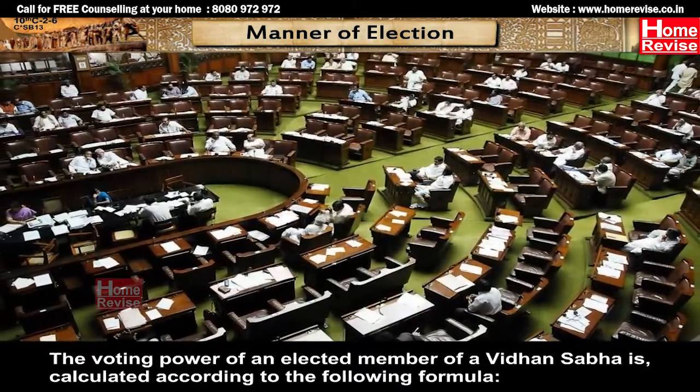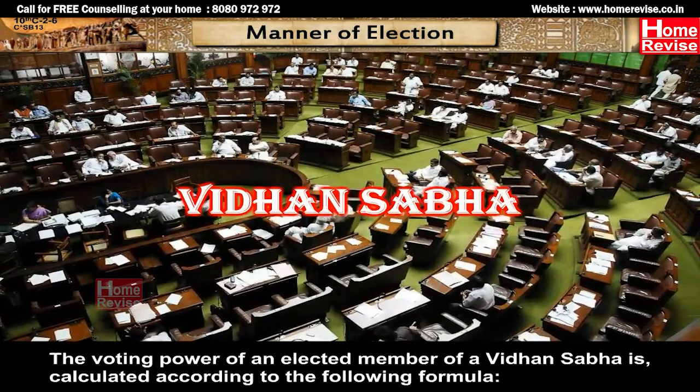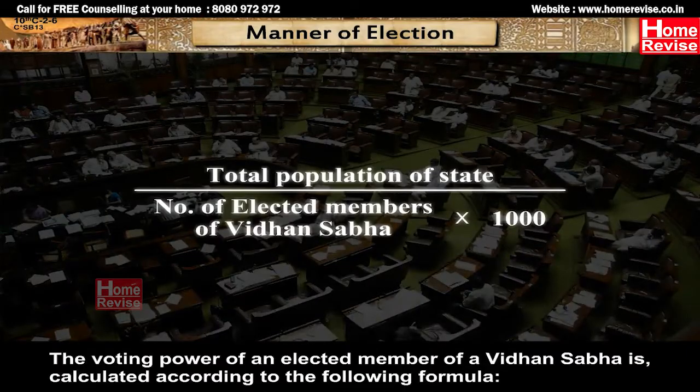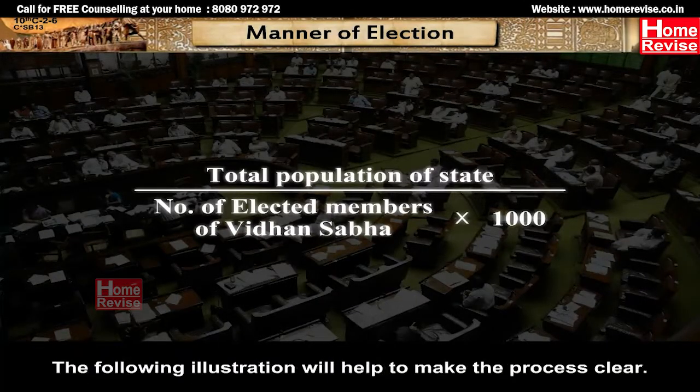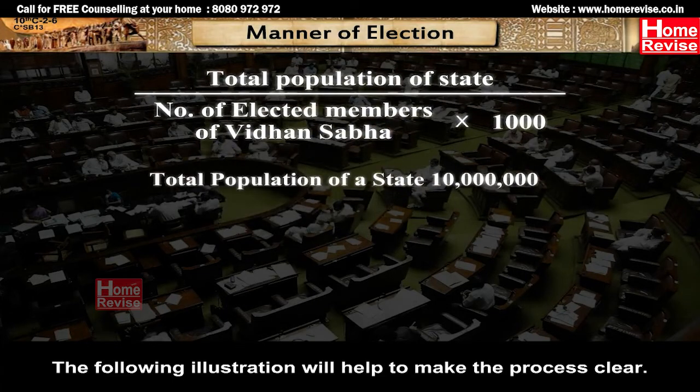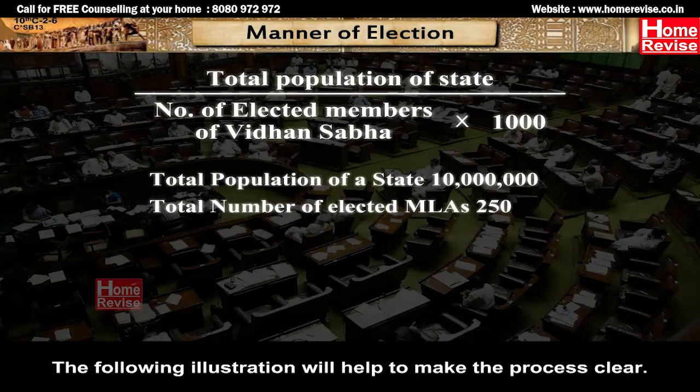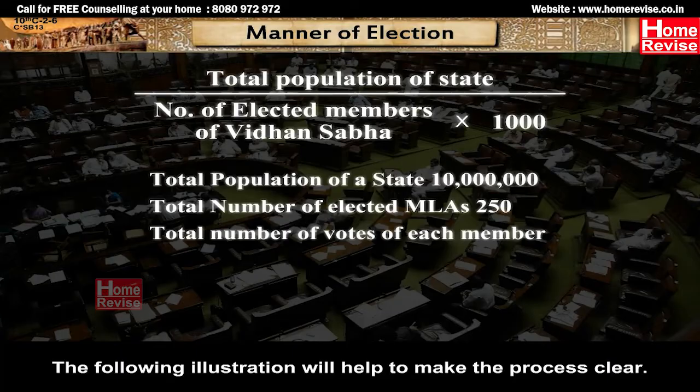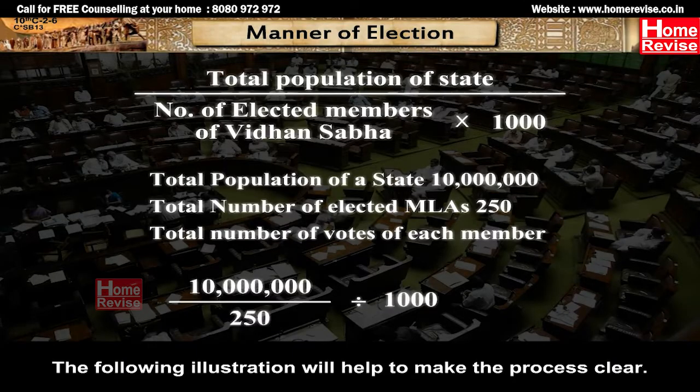The voting power of an elected member of a Vidhan Sabha is calculated according to the following formula. Total population of state divided by number of elected members of Vidhan Sabha into 1000. The following illustration will help to make the process clear. Total population of a state is 10 million. Total number of elected MLAs 250. Total number of votes of each member is equal to 10 million divided by 250 divided by 1000, which equals 40.